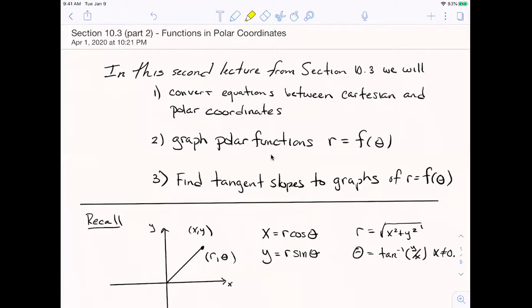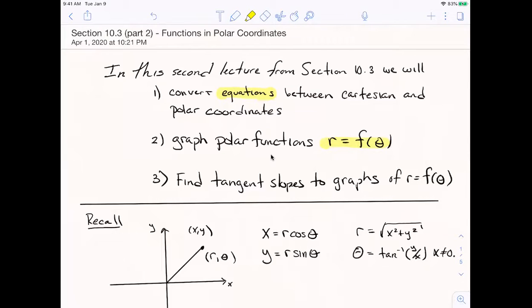So in this second lecture from 10.3, we're going to work on converting equations, not just points, from Cartesian to polar coordinates and vice versa. We want to look at polar functions. Just like in the Cartesian coordinate system, where it's traditional to write y as a function of x if you can, in the polar coordinate system we'll try to understand the polar radius as a function of the polar angle.